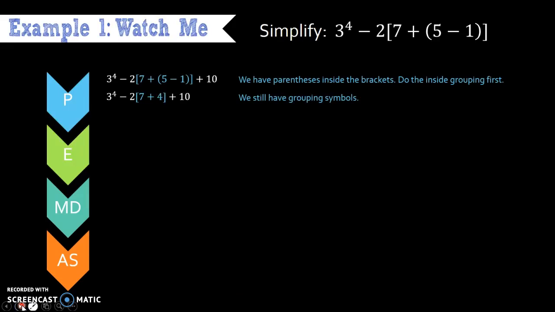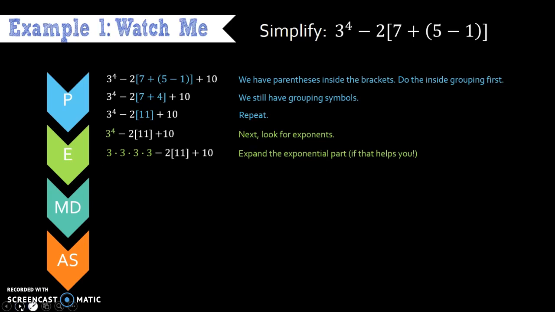I'm going to go back up to the top of my order of operations. I still have grouping symbols. I have those brackets, the 7 plus 4. That's the next step we're going to work out. 7 plus 4 is 11. I'm going to check again and see if I have any more grouping symbols, and I do not. So I'm ready to move to the next part, exponents. 3 to the 4th power is the only exponent that I see, so I'm going to work that out. 3 times 3 times 3 times 3 is the expanded form. You don't have to do that unless you just really need that visual representation of what an exponent means. 3 to the 4th power is 81.